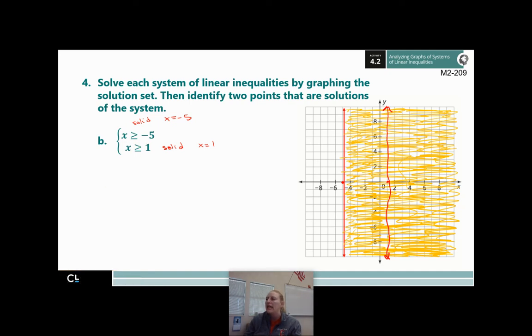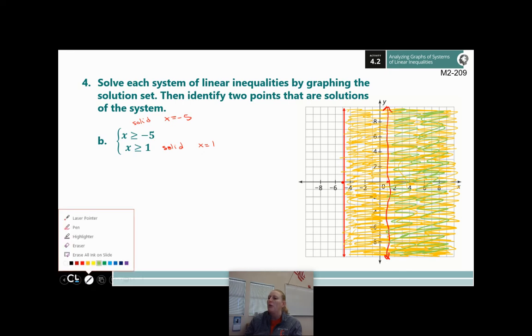So let's figure out which way to shade here. It does say x is greater than 1. Okay, so greater than is everything to the right. So again, I'm going to shade everything off to the right. We're coloring. Not my best, but not bad. There's a lot of overlap happening here, isn't there? Basically, everything greater than or equal to 1 is in our overlap.